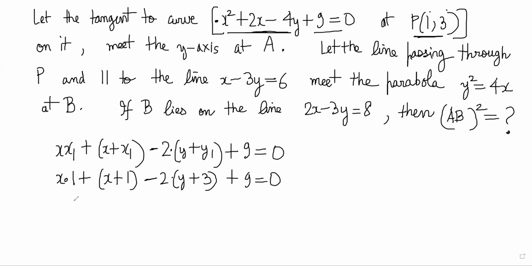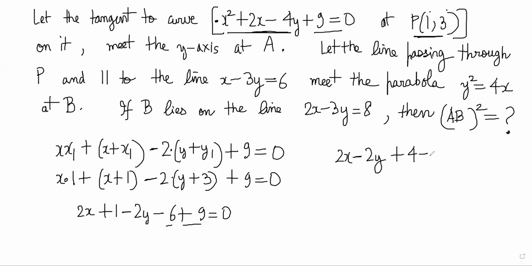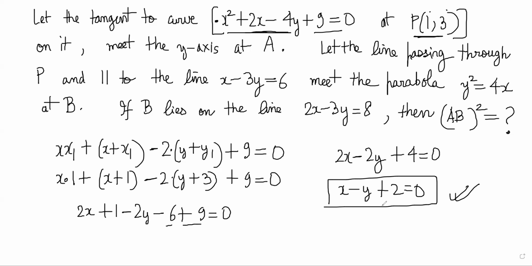Sir, is AB square 292? We'll see. That is correct. This becomes 2x plus 1 minus 2y minus 6 plus 9 equal to 0. And you are getting the equation of the tangent as 2x minus 2y plus 4 equal to 0, and x minus y plus 2 equal to 0, right? This is my equation of the tangent at P.